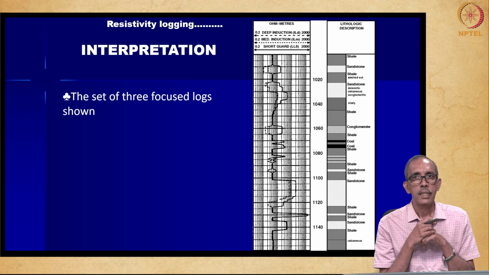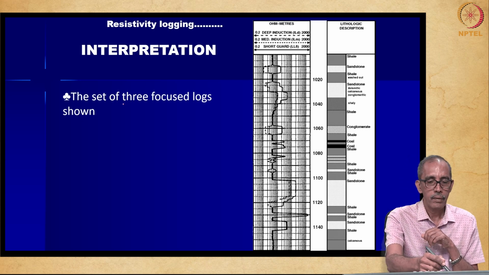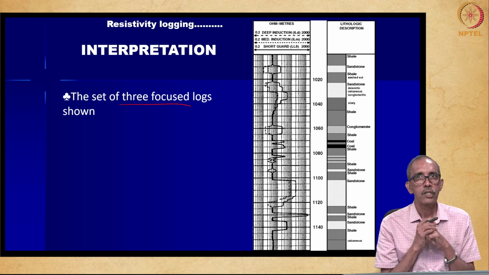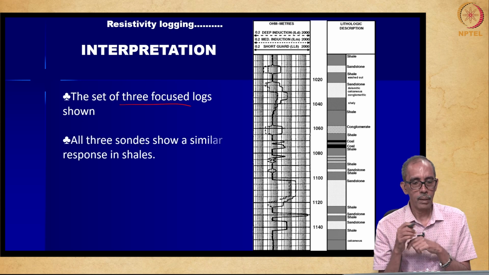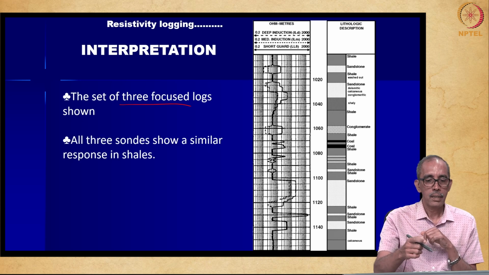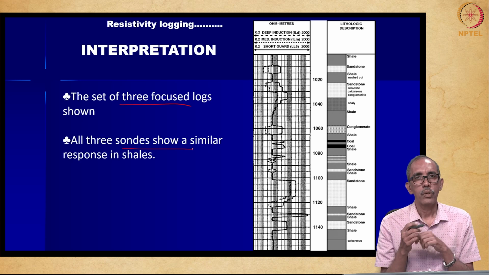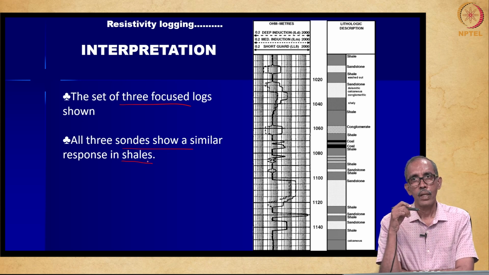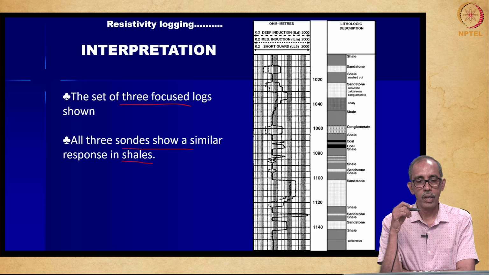Now, let us see how we can interpret the data. We had already seen there can be three focused logs as short, medium and deep. All these show similar response in very fine grained formations. Why do they show similar response?